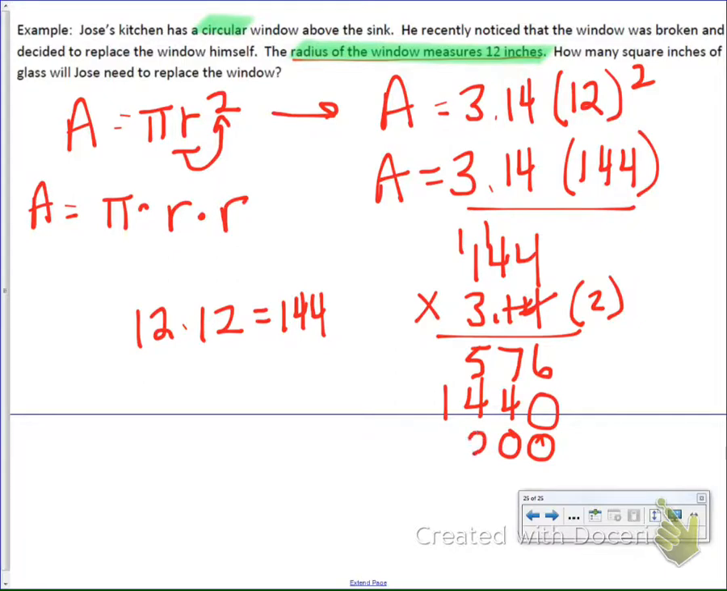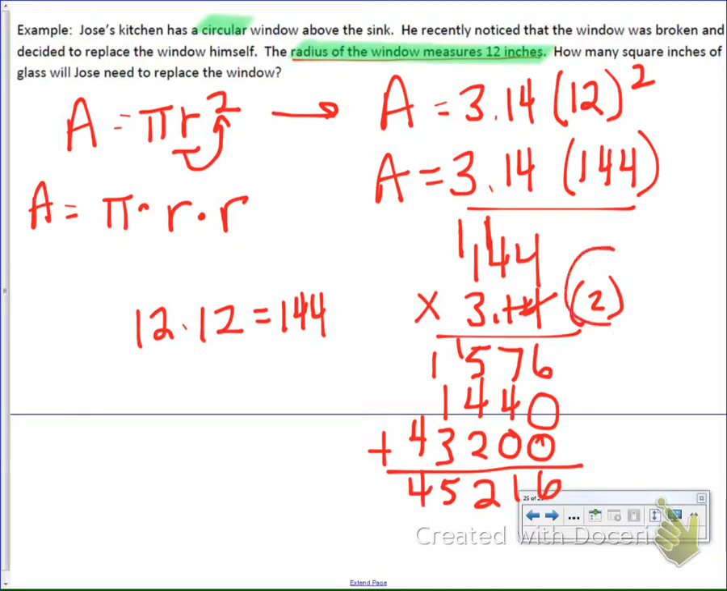Then 3 times 4 is 12. Plus 1 is 13. 3 times 4 is 12 again, plus 1 is 13. 3 times 1 is 3, plus 1 is 4. Now we're adding it all up together. 6, 7 and 4 is 11. 5 and 4 is 9, plus 1 is 10, plus 2 is 12. 3 plus 1 is 4, and 5.